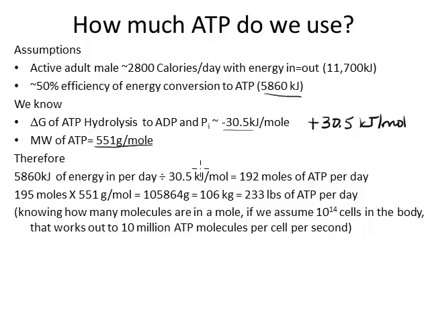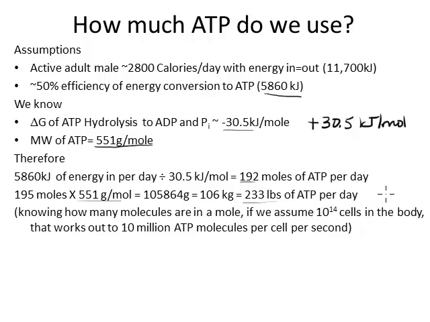5,860 kilojoules of energy per day divided by 30.5 kilojoules per mole comes out to 192 moles of ATP synthesized per day. Multiply that by the molecular weight of ATP and we get 105,864 grams of ATP, or 106 kilos of ATP, which is equivalent to 233 pounds of ATP synthesized in his body per day. Imagine that. Your body weight in ATP is synthesized by your cells every single day.